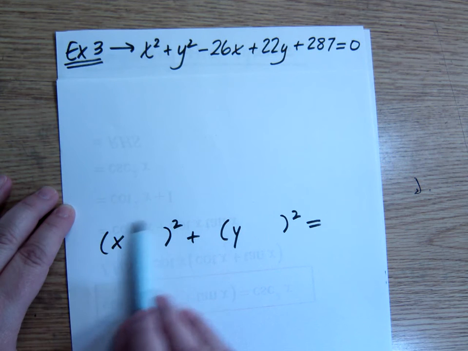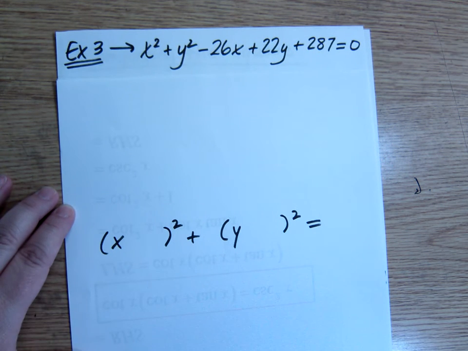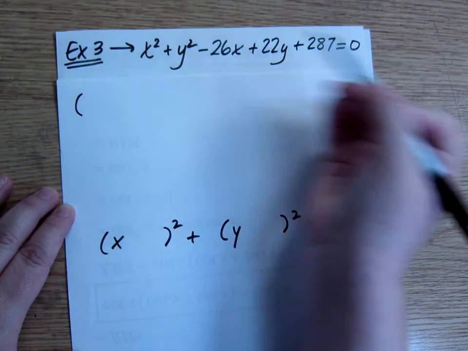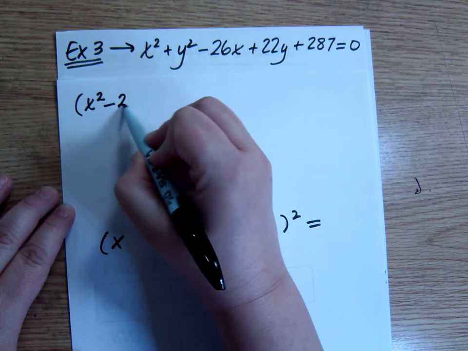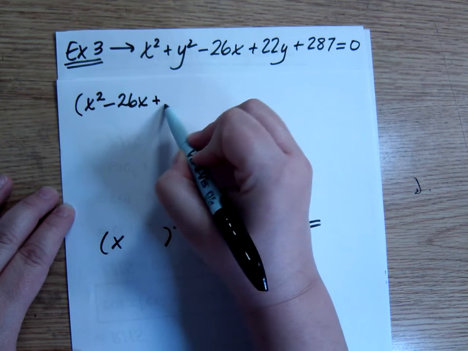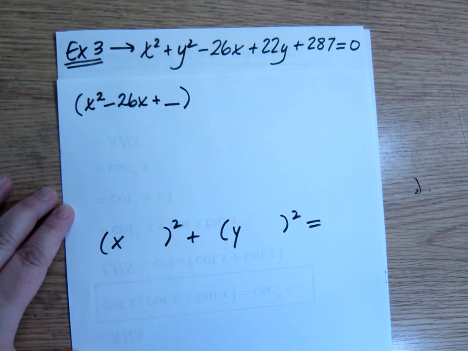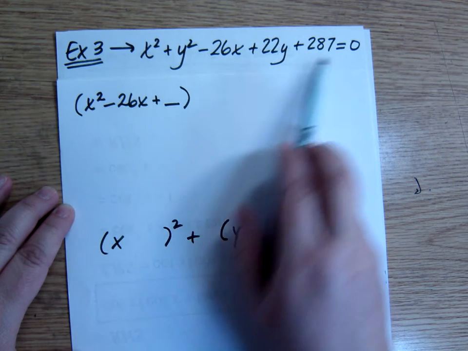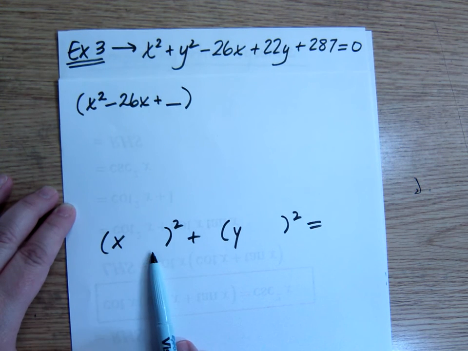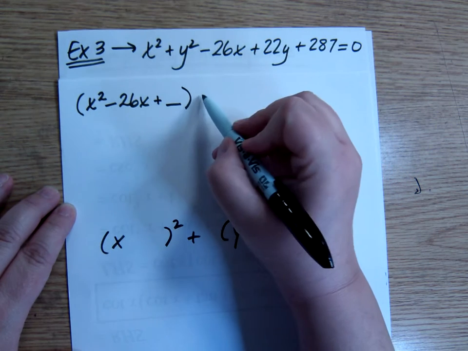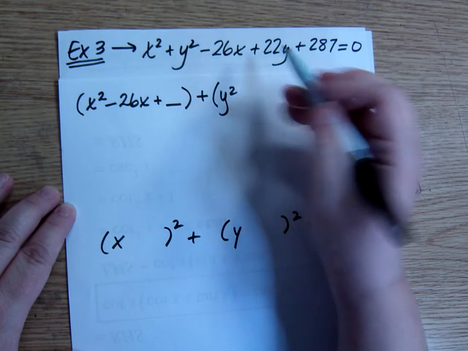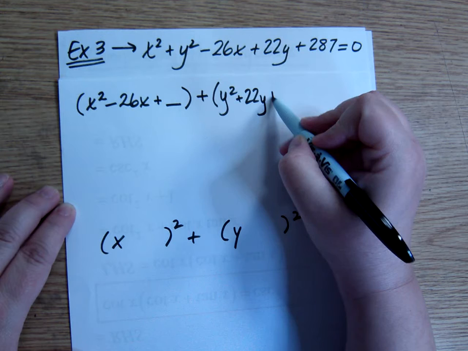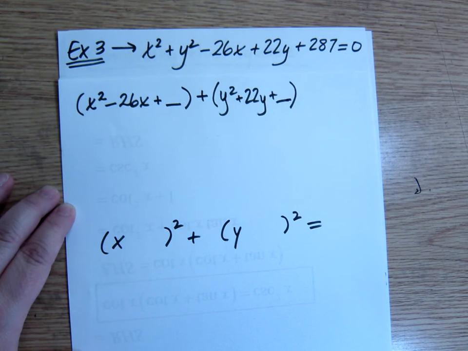The x terms are all going to be together here. So what I'm going to do first is rewrite this with all my x terms grouped together: x squared, negative 26x, and a blank left. The blank is for completing the square, because I don't have perfect squares and I'm going to have to get some. Then I'm going to put all my y terms in a set of parentheses as well: y squared and 22y, and again I'm going to put a blank because I'll be completing the square.